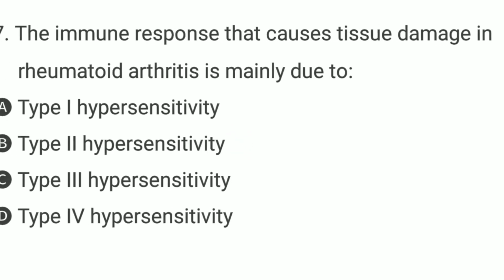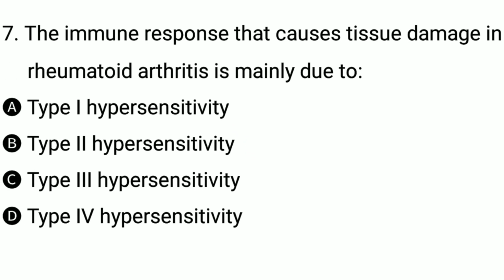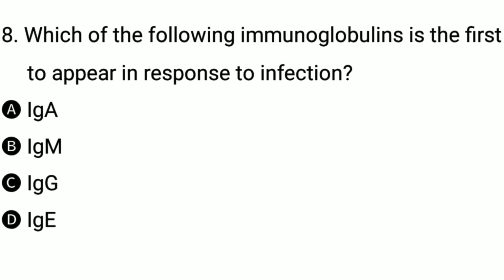Question number 7. The immune response that causes tissue damage in rheumatoid arthritis is mainly due to. The right option is option C, type 3 hypersensitivity. Question number 8. Which of the following immunoglobulins is the first to appear in response to infection? The right option is option B, IgM.